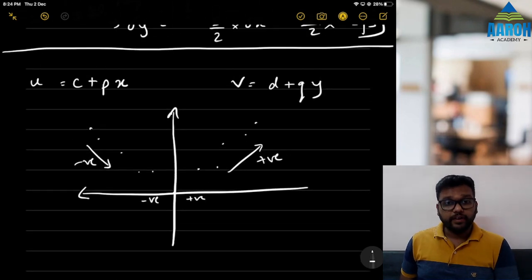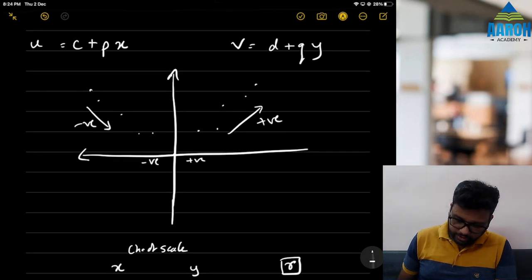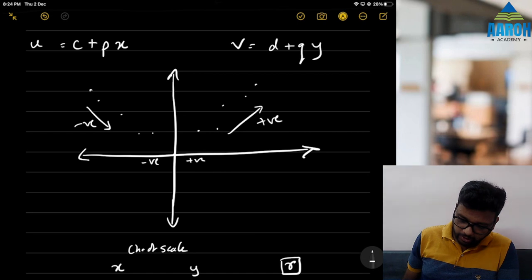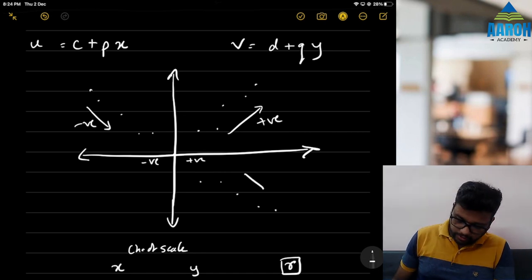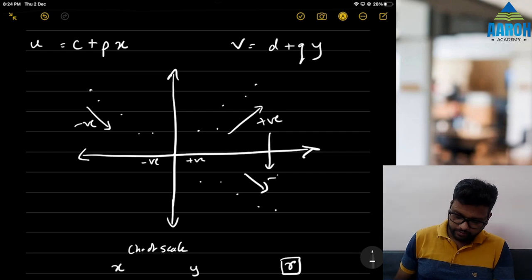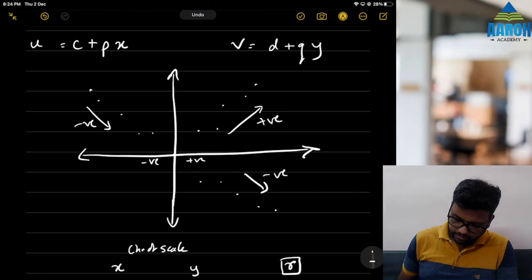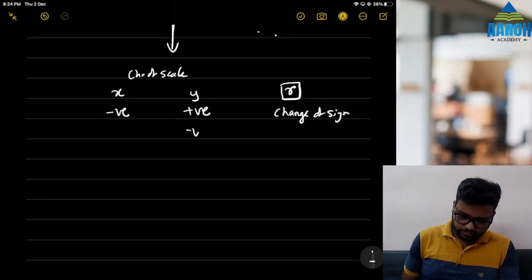Similarly, if x remains positive, meaning to the right side, but y becomes negative, that means below, then it will become like this. Understand? So again this is going to become negative from positive, right? That means again, if it happens that this is negative but this is positive, then again r will change sign.